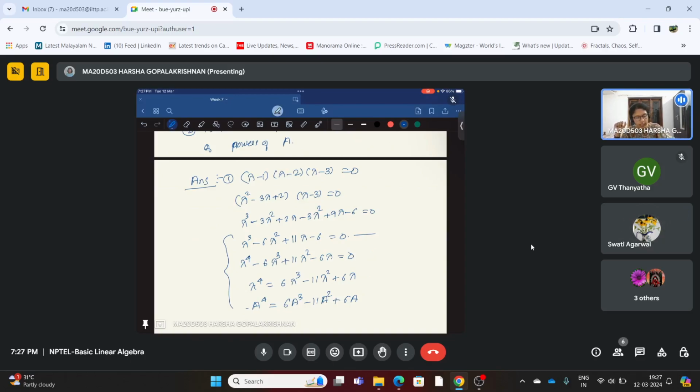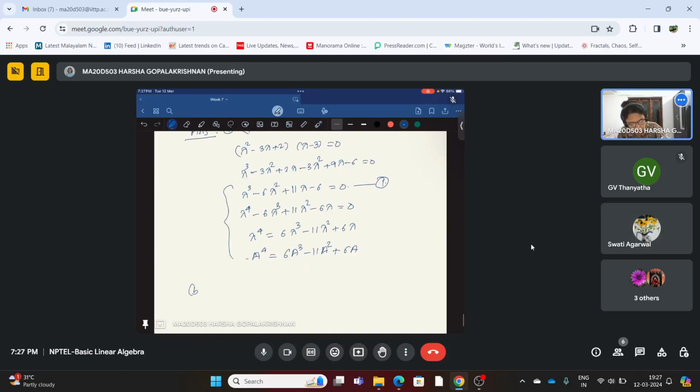So this is the characteristic equation. Okay. So we can substitute A for lambda, right? What we will get is A cube minus 6A square plus 11A minus 6I equal to 0. Okay. From this, can you say what A inverse is?